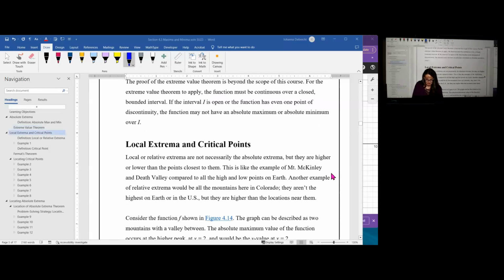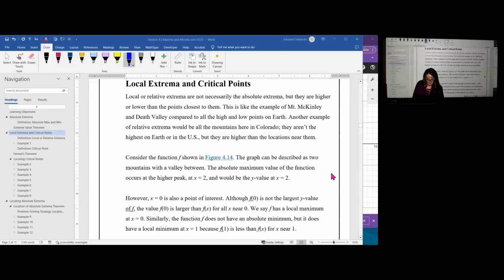Now let's define the relationship between local extrema, absolute extrema, and critical points. We've been talking about absolute extrema, but local extrema are higher or lower than the points nearby. We can think of this as the example of Mount McKinley or Death Valley in the United States, not the highest and lowest points on Earth, but the highest and lowest points in the United States.